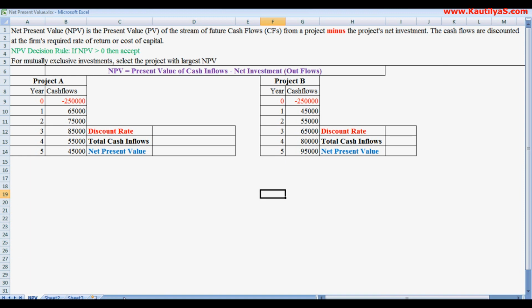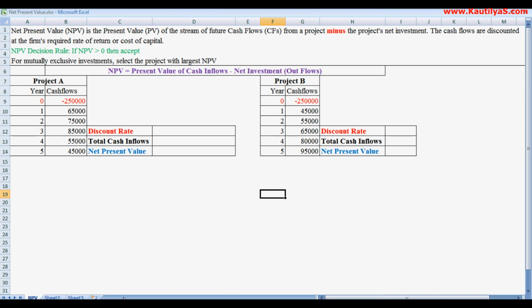Calculating net present value using MS Excel is presented in this video tutorial. Net present value is the present value of a stream of future cash flows from a project minus the project's net investment. The cash flows are discounted at the firm's required rate of return or cost of capital. To evaluate a project and decide whether to accept it or not, net present value, or NPV, is most popularly used.